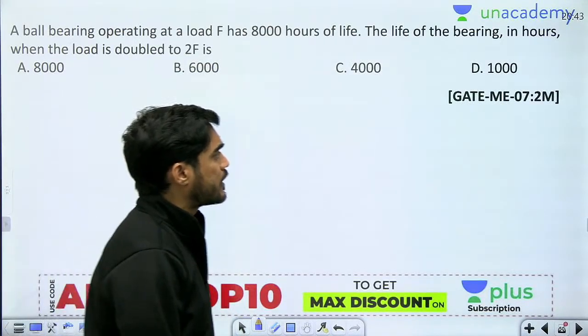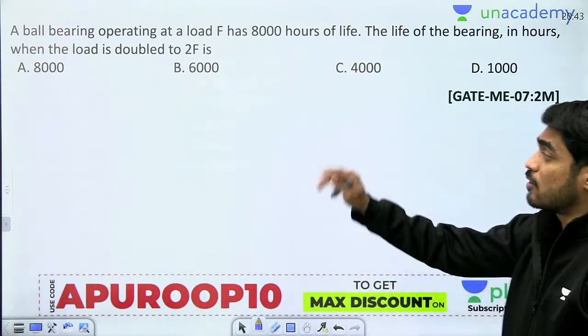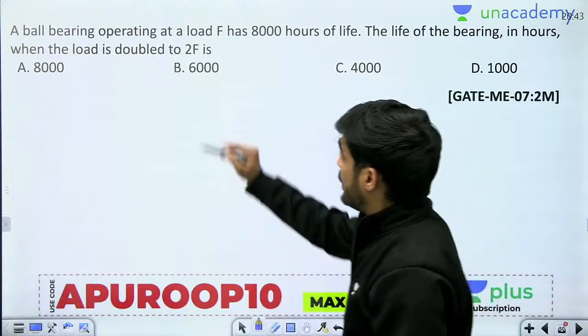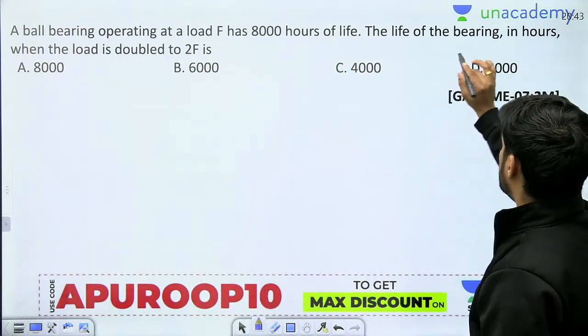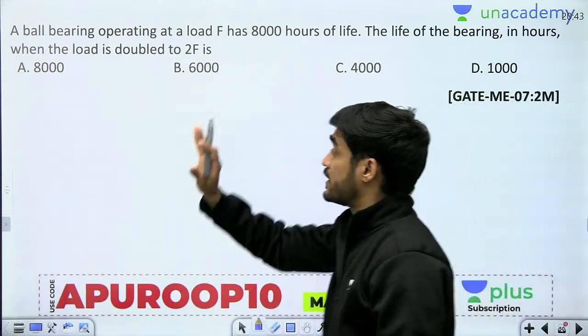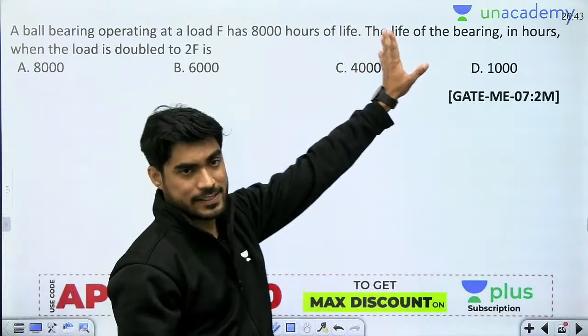GATE 2007, 2 marks question. A ball bearing operating at a load F has 8,000 hours of life. Find the life of the bearing in hours when the load is doubled. See, sometimes they give you the life in number of hours.